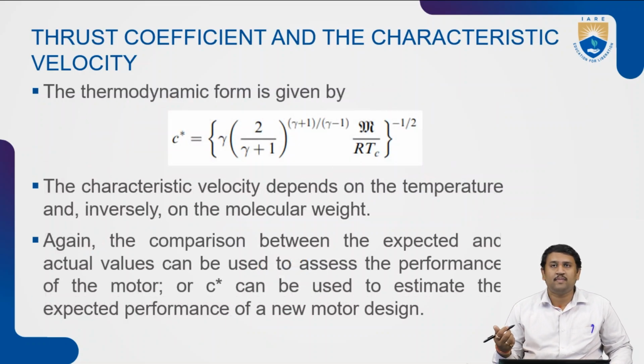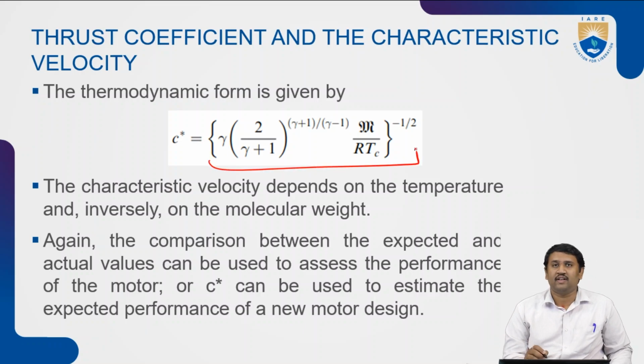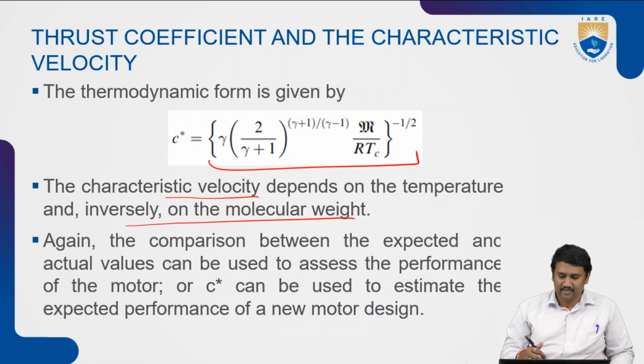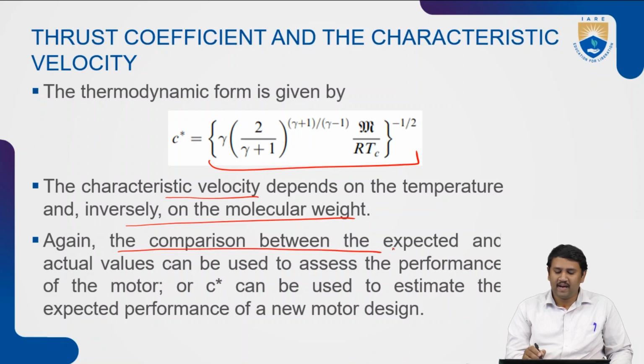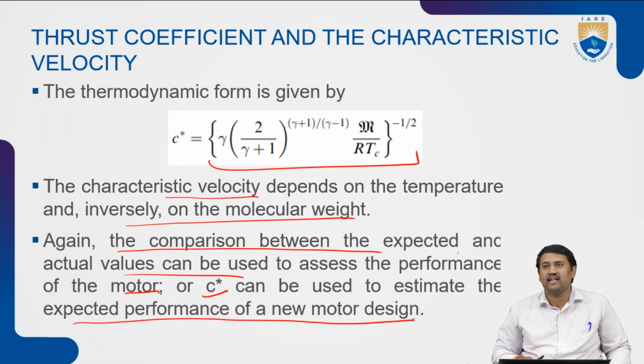Now, its thermodynamic form can be rewritten as a square root expression. The characteristic velocity depends on the temperature, as well as inversely on the molecular weight, right? Again, the comparison between the expected and the actual values can be used to assess the performance of the motor. Particularly, characteristic velocity can be used to estimate the expected performance of a new motor design.